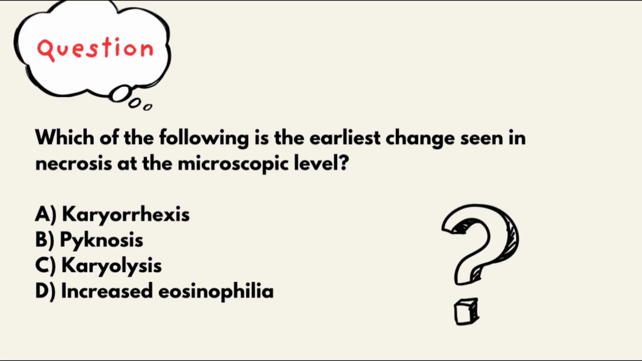Here is a question for you. Listen carefully. Which of the following is the earliest change seen in necrosis at the microscopic level? Option A, karyorrhexis. Option B, pyknosis. Option C, karyolysis. And option D, increased eosinophilia.